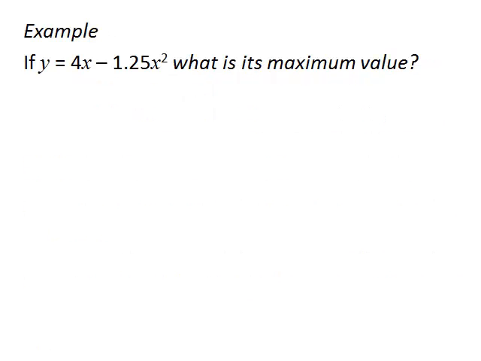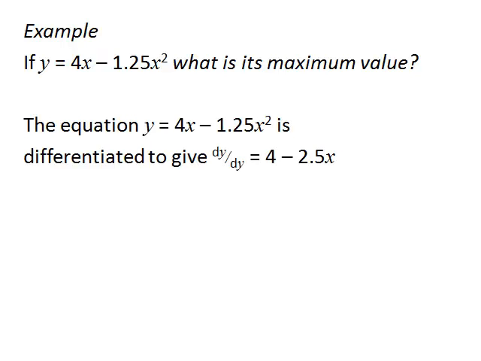We'll do another one. In context this time, what is the maximum value of y if y is equal to 4x minus 1.25x squared? The equation is that, so we differentiate it. 4 moves the x, 2 times 1.25 is 2.5, and we drop 1 power, x.